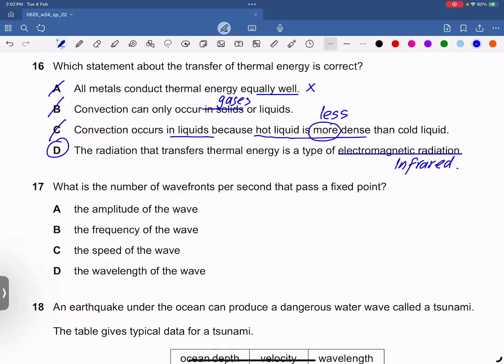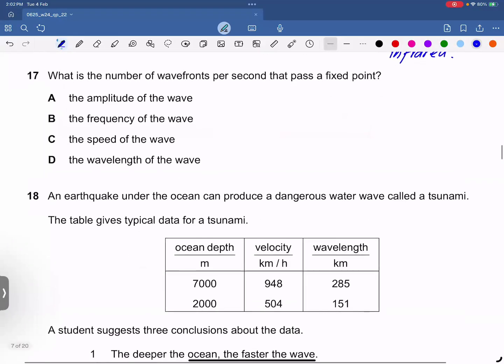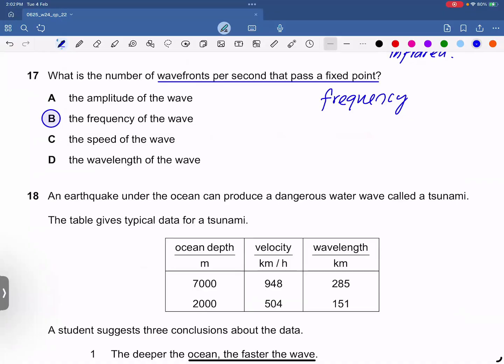Question 17. What is the number of wavefronts per second? The number of waves or wavefronts per second is called frequency. Is there any option with frequency? Yes, B. Number of oscillations, vibrations, crests, troughs, compressions, or rarefactions per unit time is called the frequency of a wave. Proceed to question number 18.